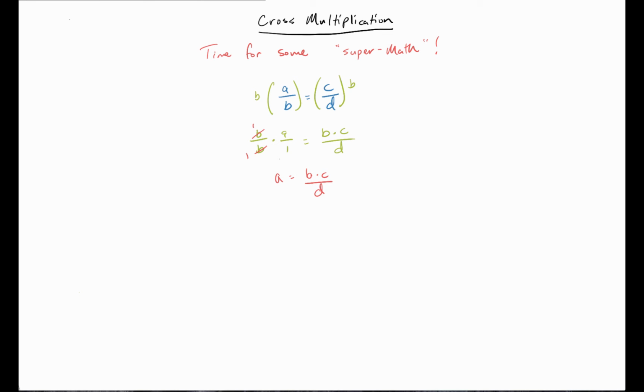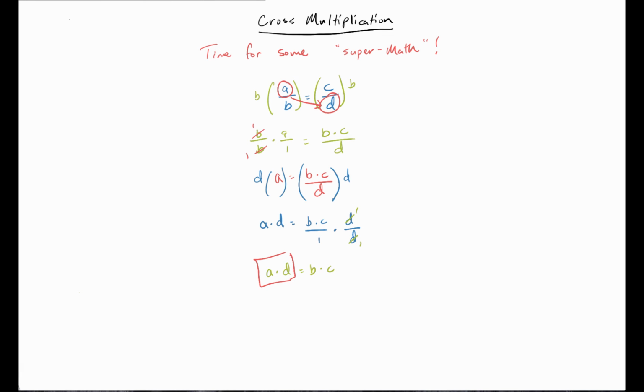I want to get rid of that d now on the bottom, so I'm going to multiply both sides by d. Okay, and that leaves me with a times d is equal to b times c over 1, and then I put those d's together there. Again, multiply it all out, and I'll get the expression from the previous step. And that leaves me with a times d equals b times c.